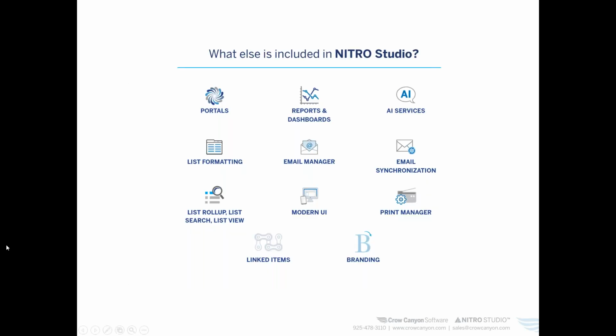We have many other components to Nitro Studio. As I say, it's a complete, comprehensive package. It's got the portals, the reports and dashboards, the AI services, the list formatting, list search, list view, list rollups, email managers. Emails come in and get converted to tickets, and there's management of the email conversations back and forth. We also have SMS texting on here.